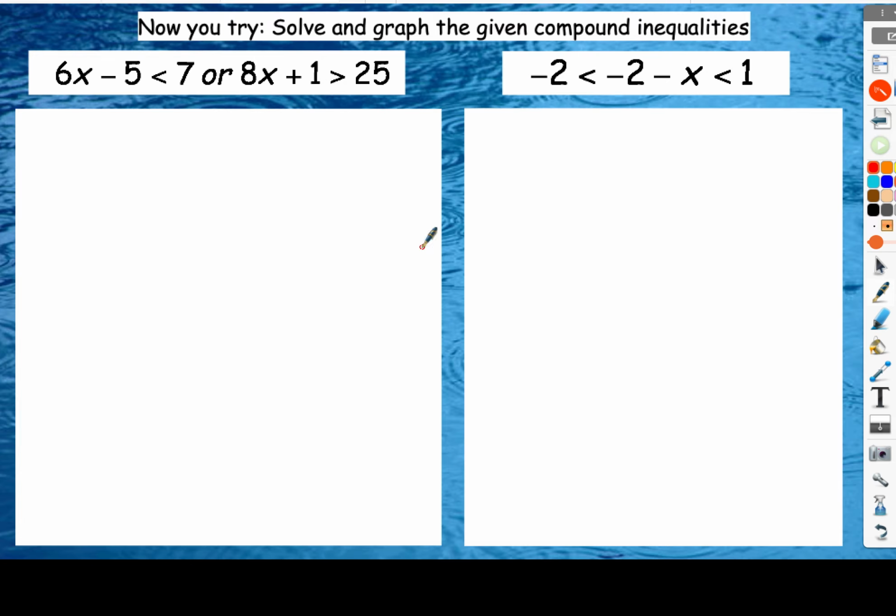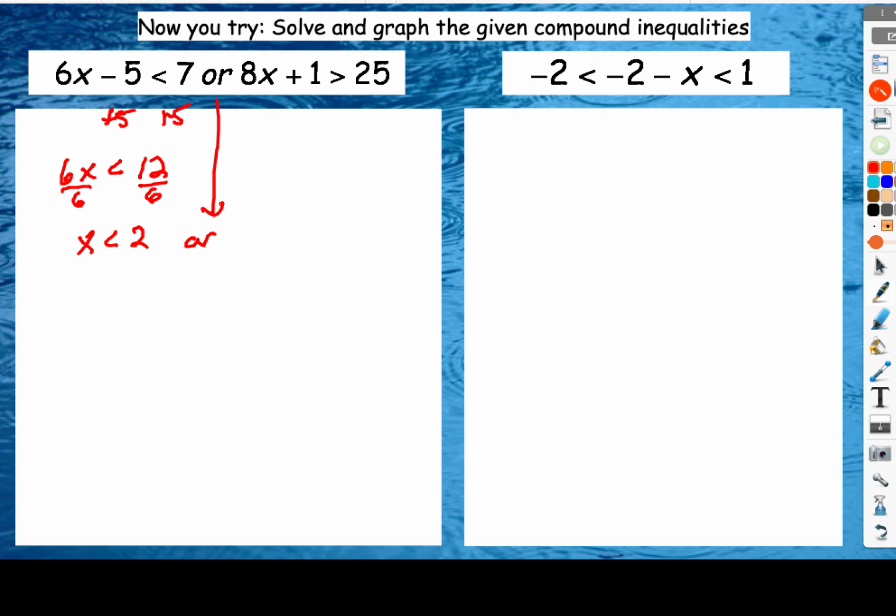Let's do a couple more examples very quickly here. Over at the left, we've got an OR. So just like we just did, let's go ahead and solve them separately. I'm going to add 5 to both parts. So again, 6x is less than 12. Divide by 6. And x is less than 2.